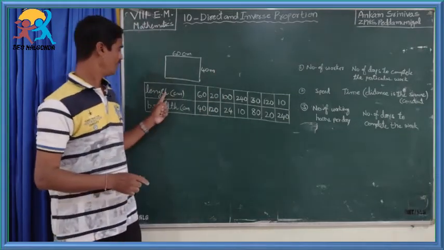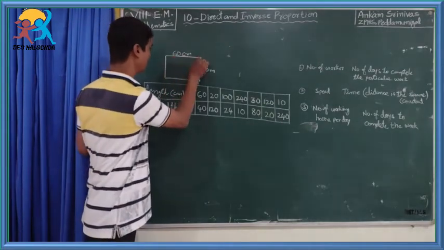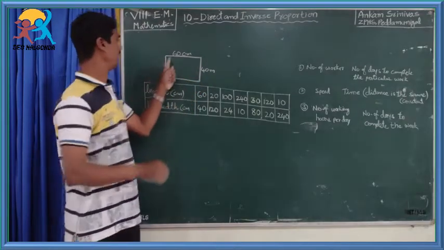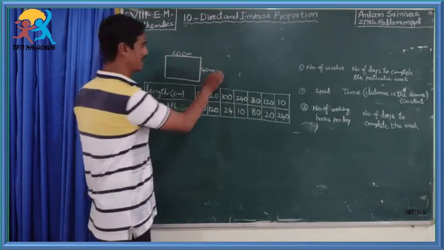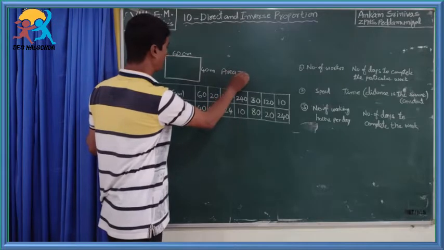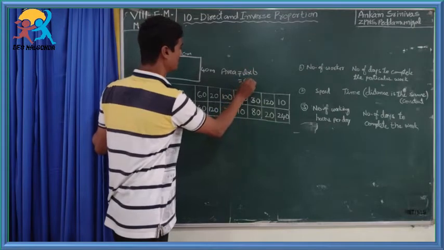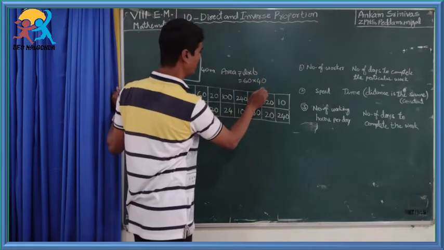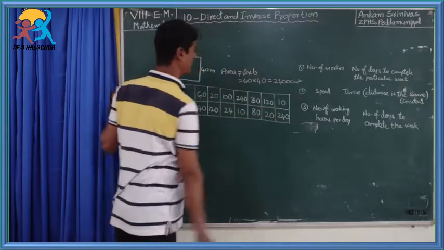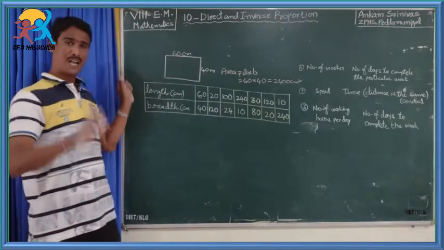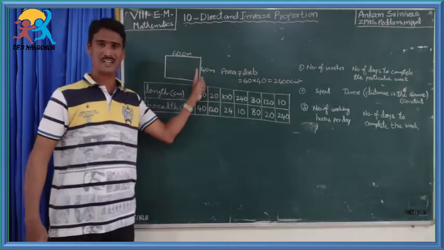Let's see one example here. I'm taking a rectangle. The length of the rectangle is 60 centimeters and the breadth is 40 centimeters. Then what is the area? Area equals length into breadth, L into B. So 60 into 40 equals 2400 square centimeters.